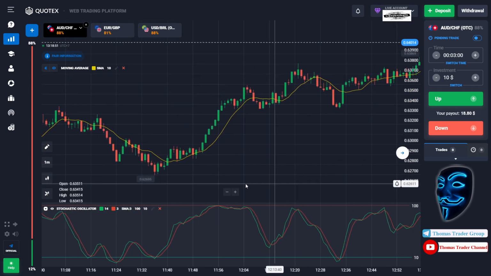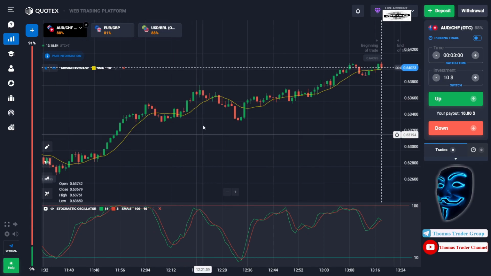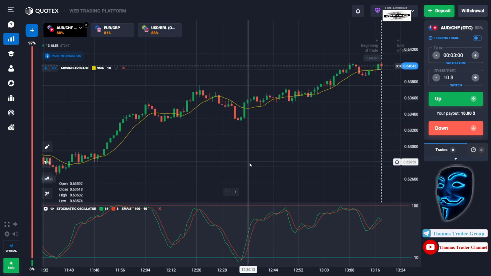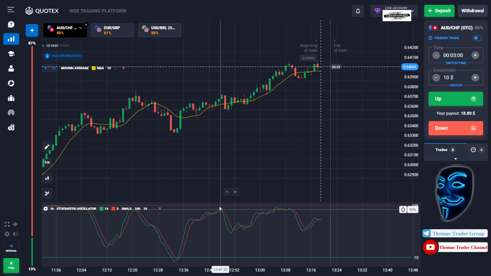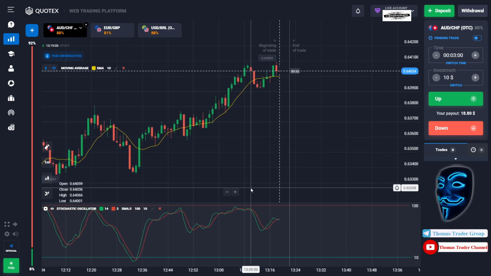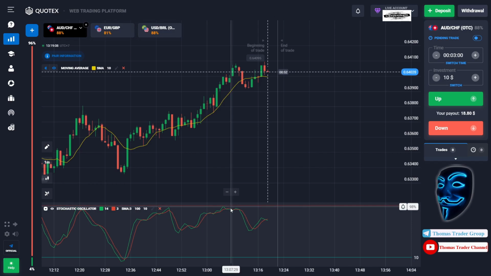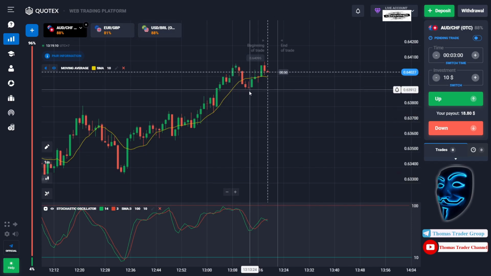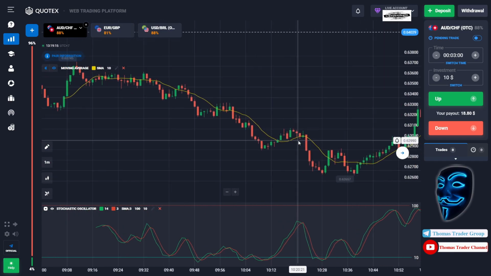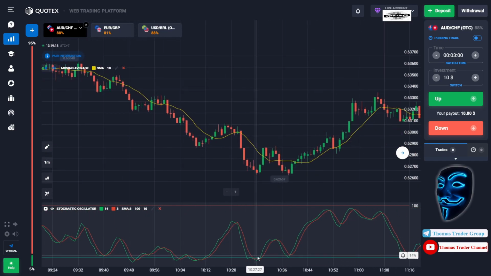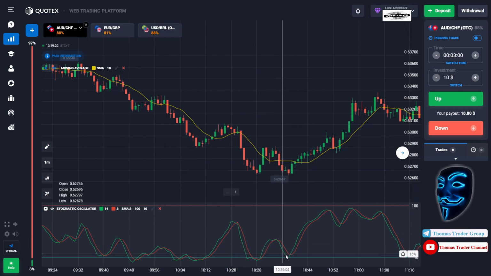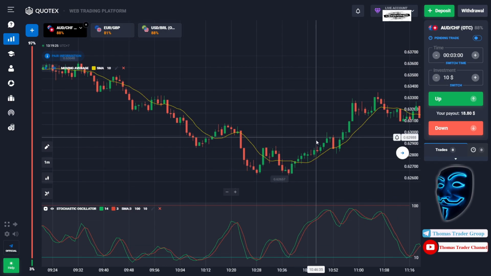And as you can see over here, when it touches the overbought area, it makes a rebound and we can open sell position for 3 minutes. This is the other example. It makes a rebound when it touches the overbought line. As you can see over here, it touches the overbought line and it makes a rebound. We can try to open sell position for 3 minutes. I will show you another example. When it touches the oversold area, it makes a rebound and we can try to open buy position for 3 minutes. Over here, as you can see, it makes a rebound.